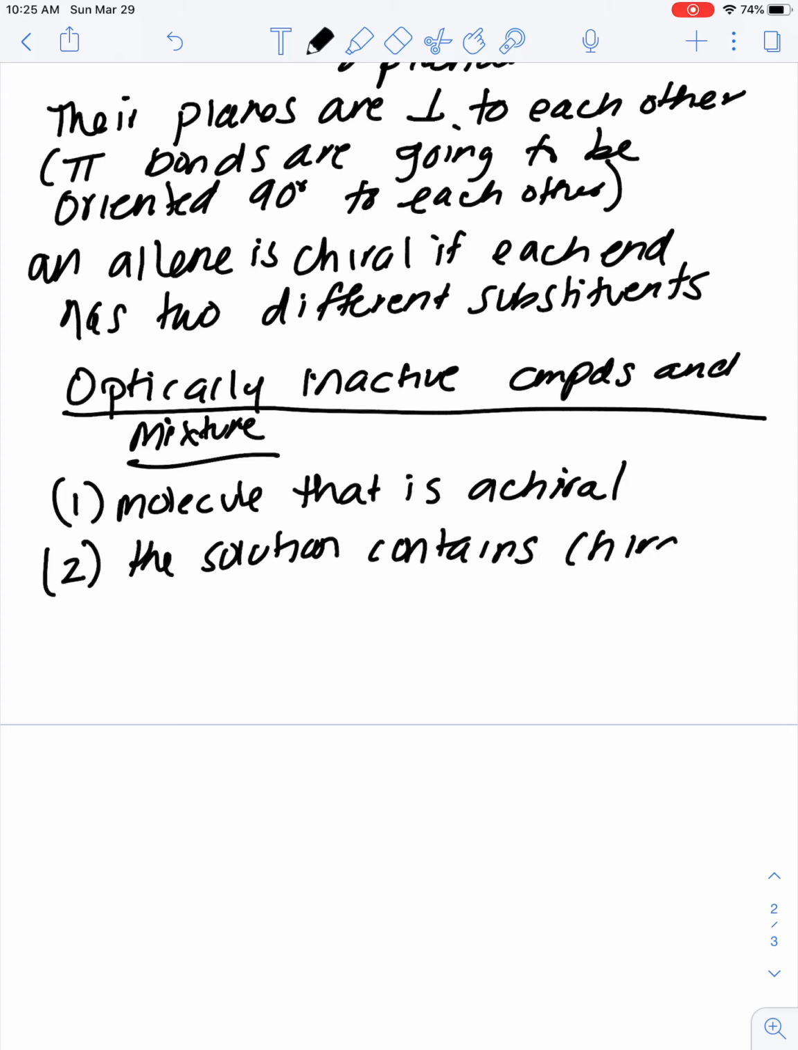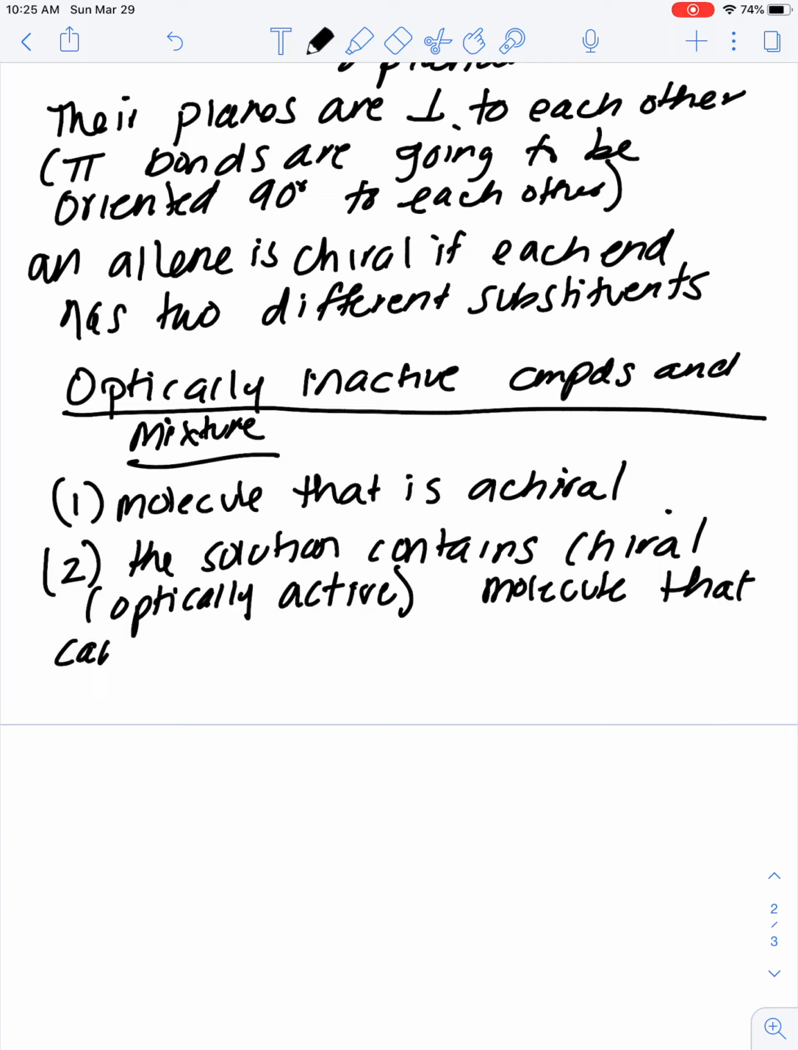contains chiral molecules. Again, something that's chiral would be optically active, or would rotate plane polarized light. So the solution would contain a chiral or optically active molecule that cancels out each other's optical activity.